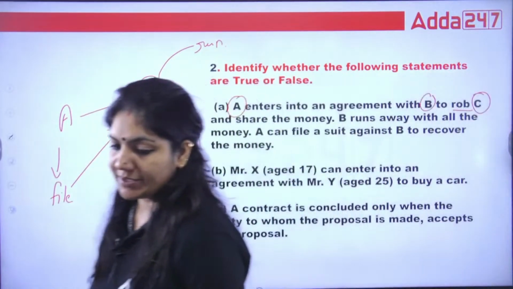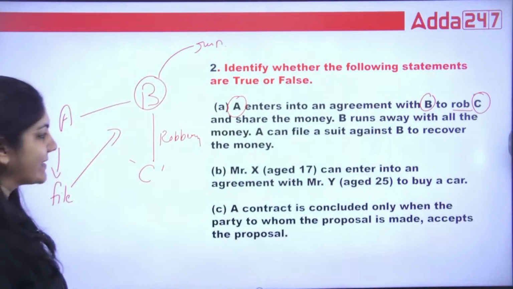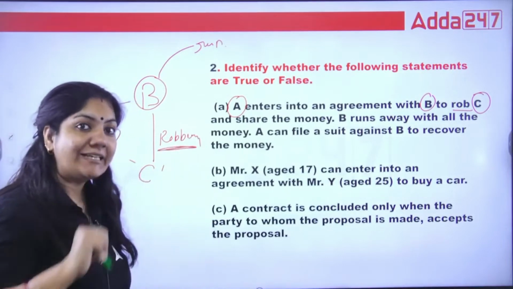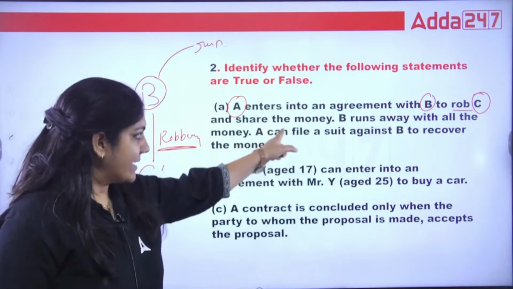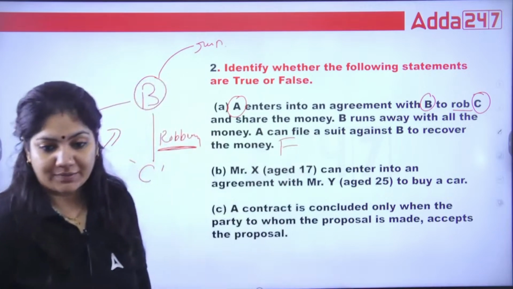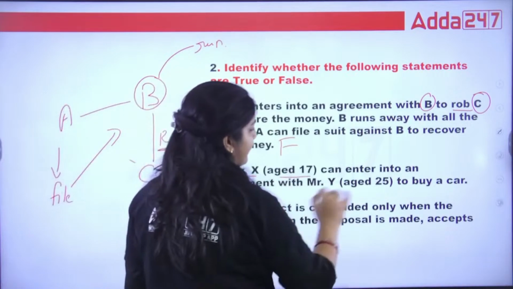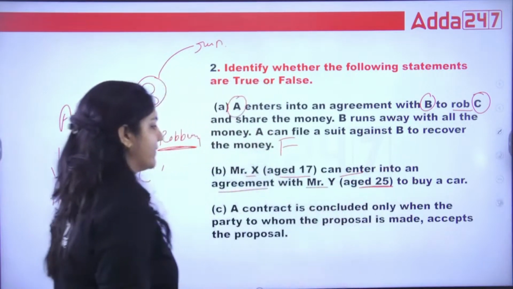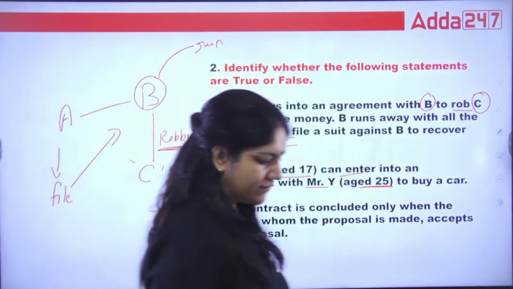These are very important questions. Excellent, Shahishta ma'am, excellent. So class, in that case, robbery is an illegal thing and you are making a contract of an illegal thing, so he cannot file the case. The answer is no. That is the false one. Okay. Now, X, 17, can enter into an agreement with Y, that is 25. This is true or false. Tell me, class.